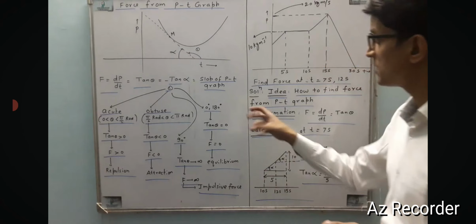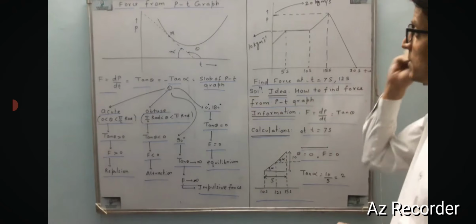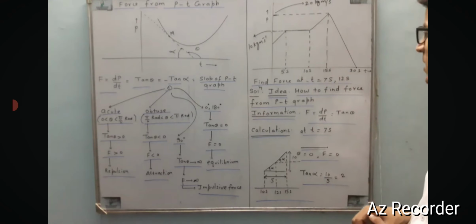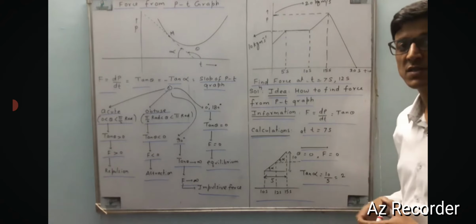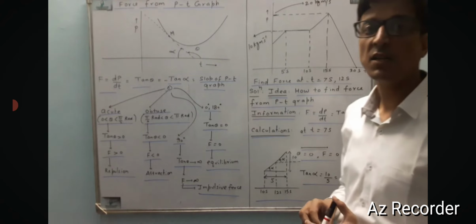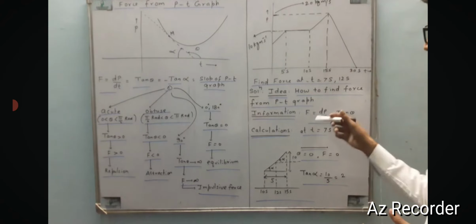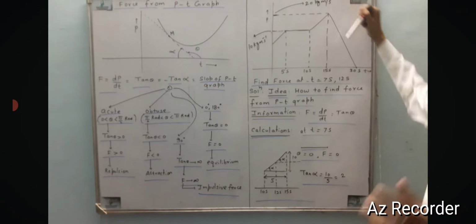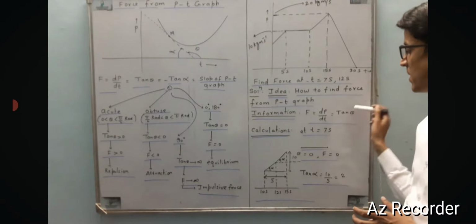So let's implement what we have learned in a question. The momentum time graph is given and we need to find force at t equal to 7 seconds and 12 seconds. So we will follow the steps: silent mind, idea, information and calculations. So let's start with the idea. The idea is how to find force from the PT graph. The information is that F is dp by dt is equal to tan theta.